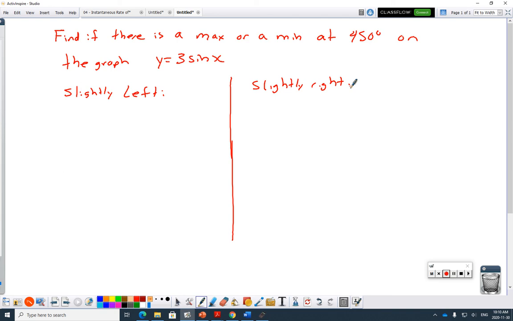You think about 90 degrees. 1 degree, I don't even know if I can move my arm 1 degree. 1 degree is really tiny. So I don't even have to go to decimal places here. I'm going to go slightly left: 449 degrees to 450 degrees. And slightly right: 450 degrees to 451 degrees. Most questions you should go to 1 decimal place, but here a degree is already really small.